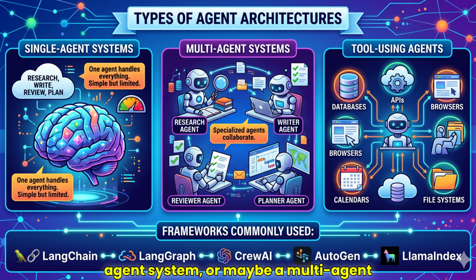Of course, building these highly capable workers relies on specialized architectures. You might build a single agent system, or maybe a multi-agent system where, say, a research agent collaborates with a writer agent and a reviewer agent. To orchestrate all of this crazy tool-using collaboration, developers are leaning heavily on really powerful software frameworks. We're talking about tools like LangChain, LangGraph, Crew AI, AutoGen, and Llama Index. These frameworks are essentially the glue holding these autonomous workflows together, allowing your AI agents to confidently interact with your databases, your calendars, and your file systems.